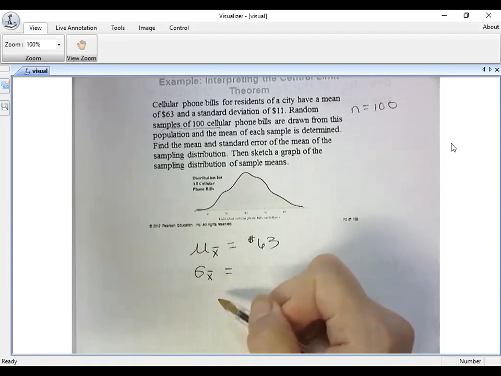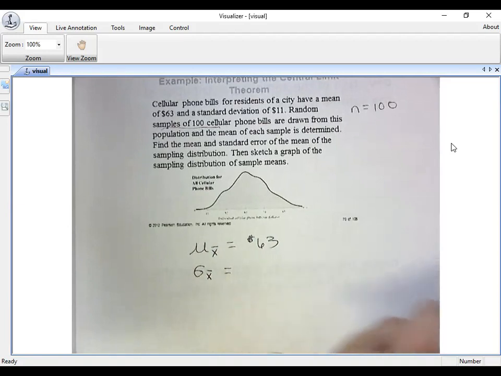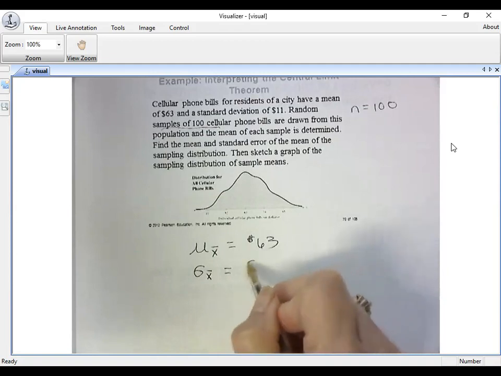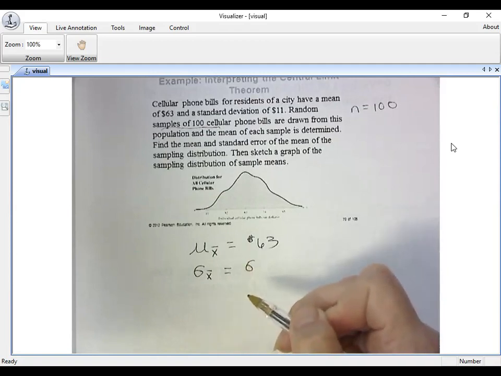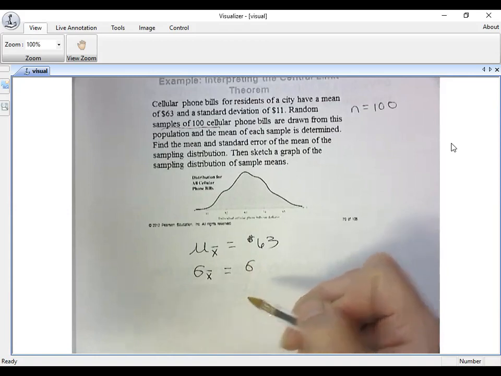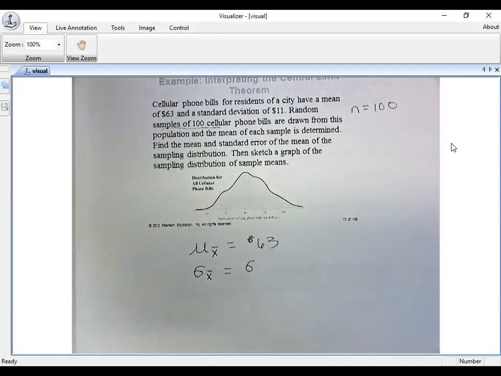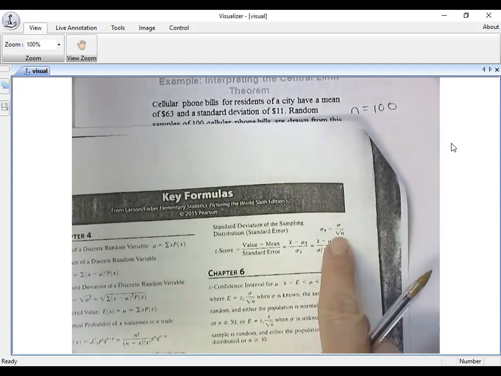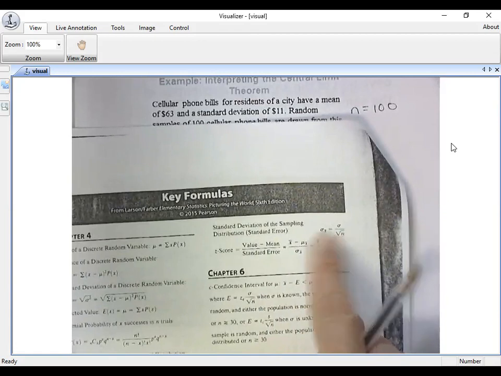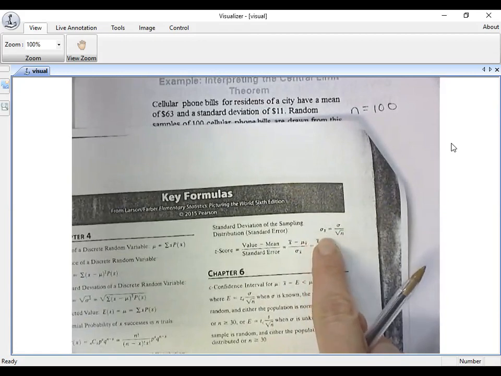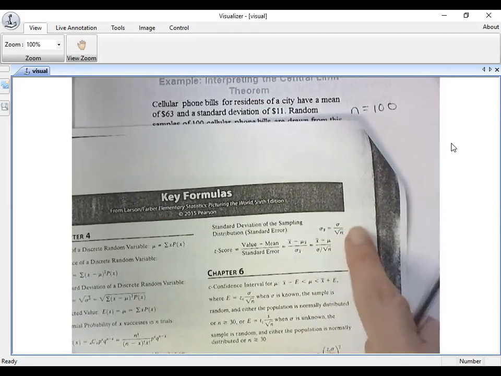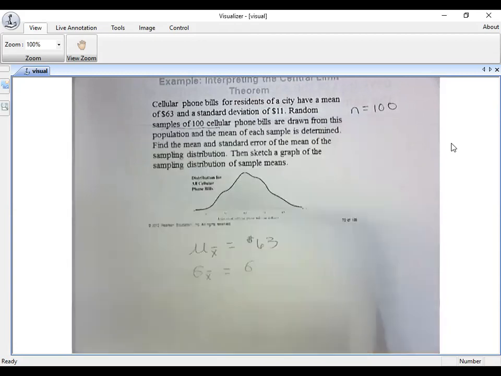If you need to, look on your sheet. How do you find that? Is it the same as the population standard deviation? Is it? Look right here. Is it divided by the square root? That's it, right there. If we're working with the sample means, then the standard error of the sample means is the standard deviation divided by the square root of n.